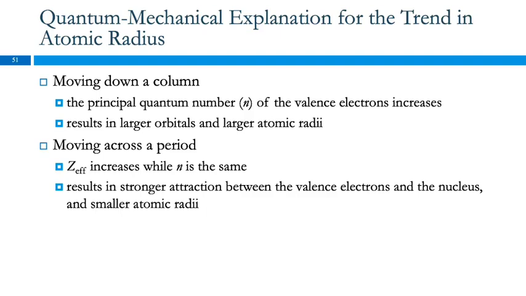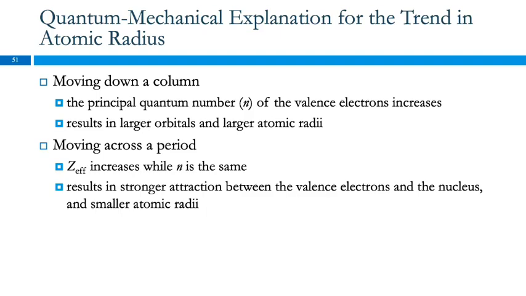So moving down a column, the radius is getting larger because we're getting into larger and larger principal quantum numbers. And each of those levels has larger orbitals, and so we're going to have a larger atom. Moving across a period, here's the explanation. Well, the effective nuclear charge is increasing as we go across a period, but the n is staying the same. So n tells us a rough distance from the nucleus, and then we can look at the effective nuclear charge.